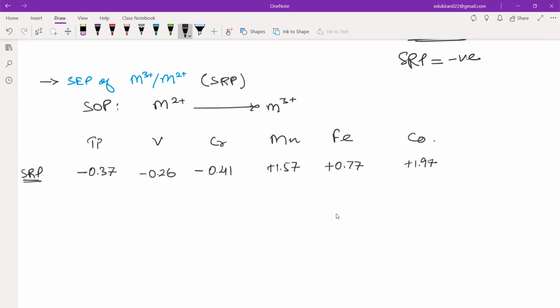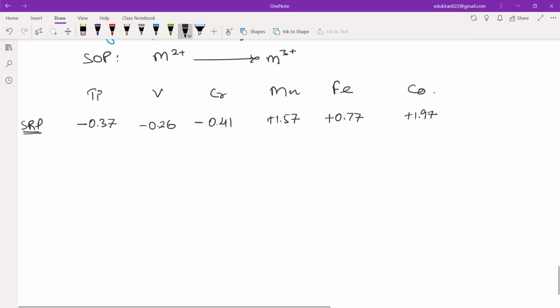Now, there are two things that we will look at. First of all, manganese has a high value, right? Then we have iron, which is relatively low. If I look at manganese and cobalt, iron is relatively low, and then cobalt we have 1.97. So we'll talk about iron and manganese first. Why does manganese have a high value?